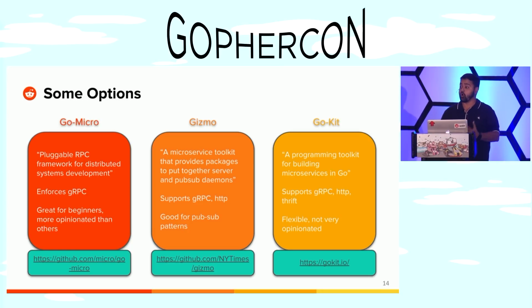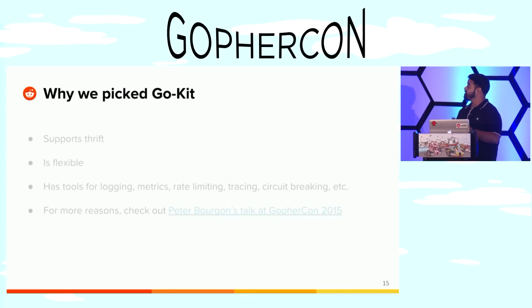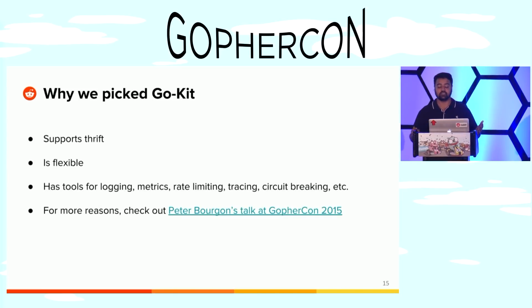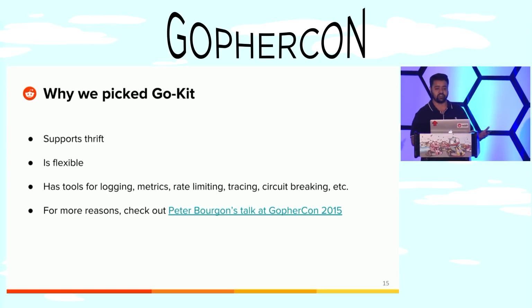For us, GoKit made the most sense. We ended up picking GoKit. There were a lot of reasons. The main ones were we have to support Thrift. So GoKit was one of the few toolkits out there which was flexible enough to let us pick Thrift as a transport. We wanted something that was flexible and not very prescriptive.